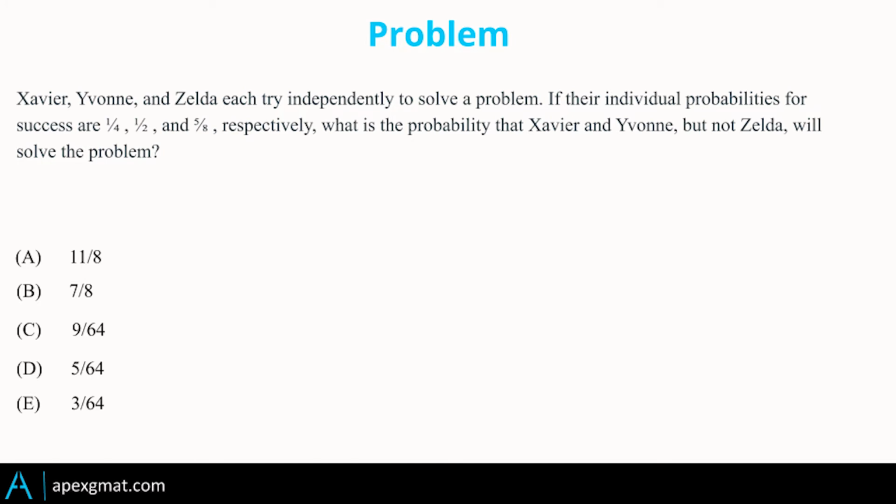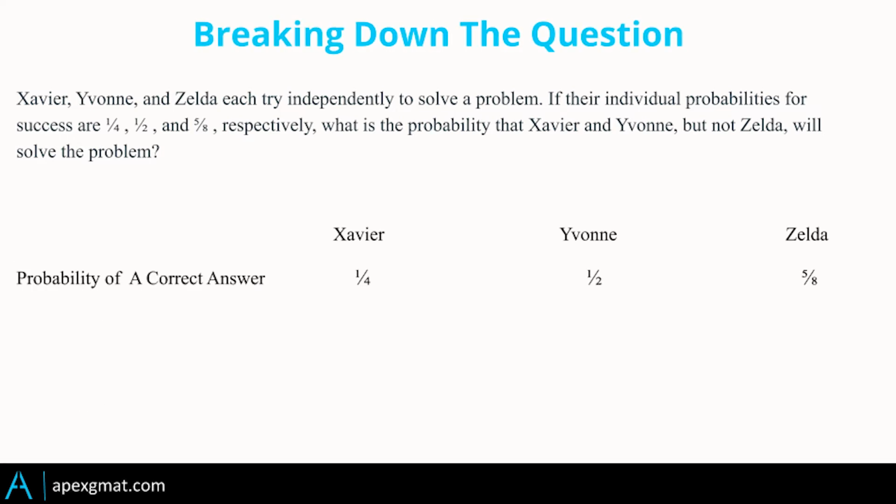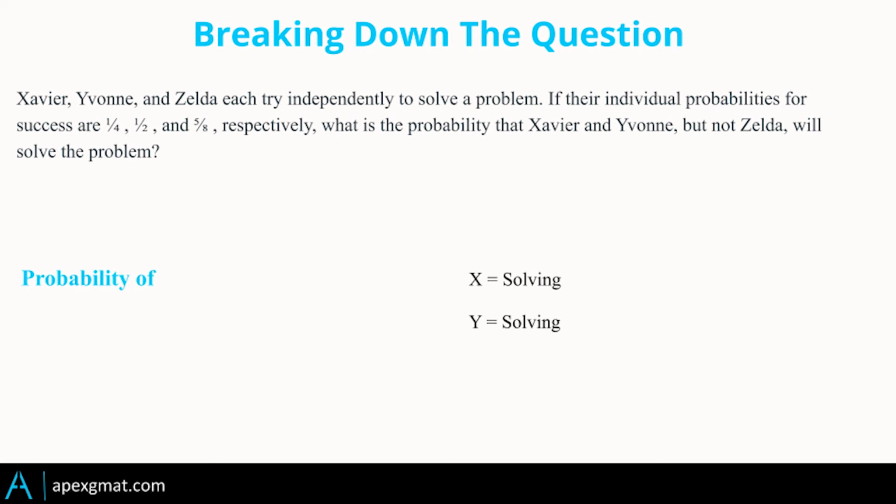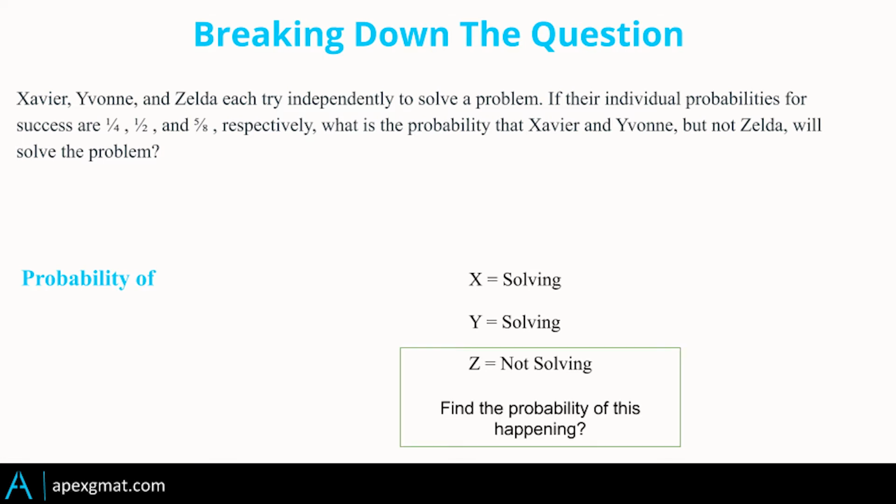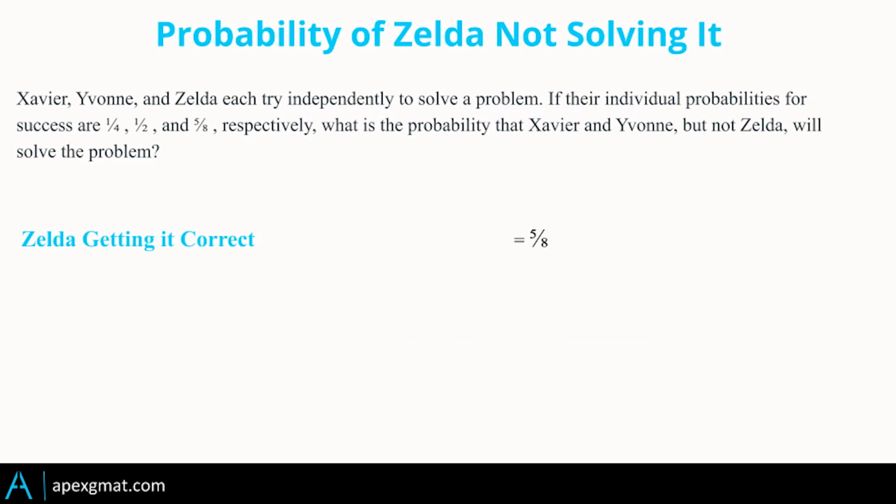Xavier, Yvonne, and Zelda are solving problems. So we're given the 3 probabilities for correct answers, and we're being asked, what's the probability of X right, that is X solving it, Y solving it, and Z not solving it? So the first thing we can look at is, what's the probability of Zelda not solving it? It's just going to be the flip, that is the other side of 5/8 to bring us up to 1. If she solves it 5 out of 8 times, she's not going to solve it the other 3 out of 8 times.